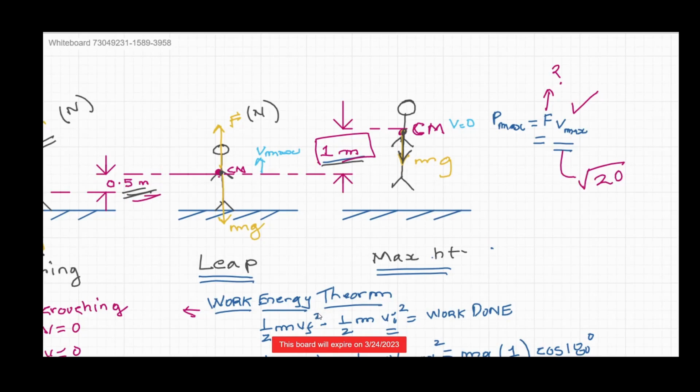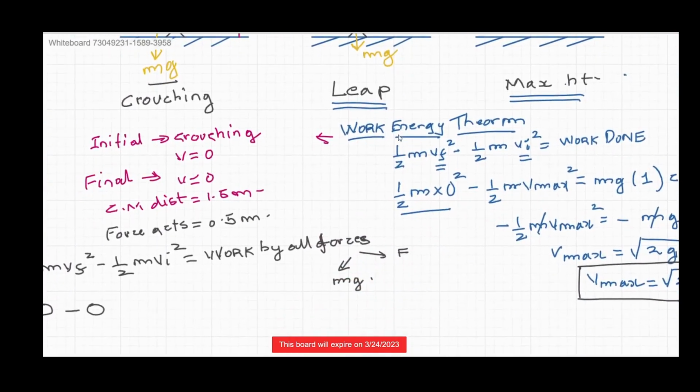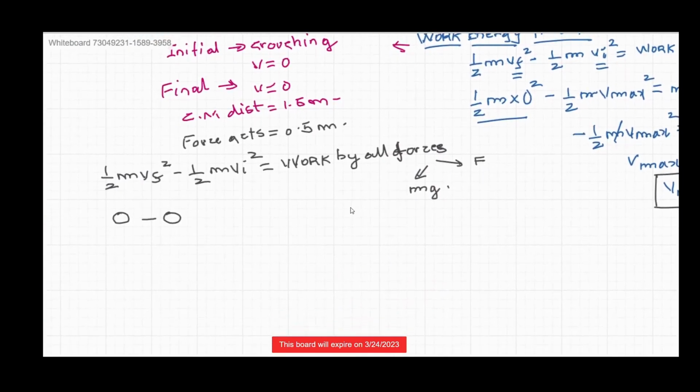So velocity over here is also 0. So these are the two positions which we are looking at. Okay, and now we have to look at all the forces acting between the initial and the final position. So those two forces are namely F and your mg, right?